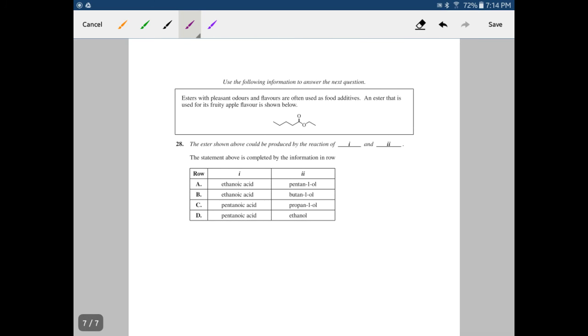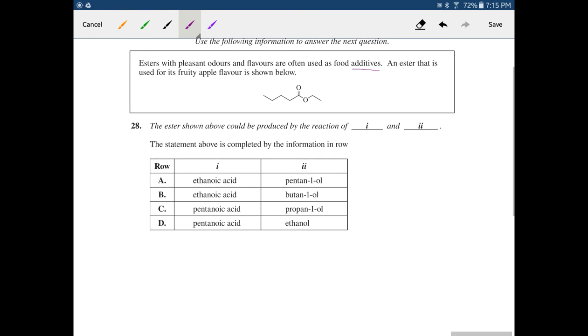Okay, one more here. This says, esters with pleasant odors and flavors are often used as food additives. An ester that is used for fruity apple flavor is shown below. The ester shown above could be produced by the reaction of blank and blank. So it has our carboxylic acid and our alcohol. Because we have a carboxylic acid and an alcohol, we know that those are the two reactants that we need to form an ester.